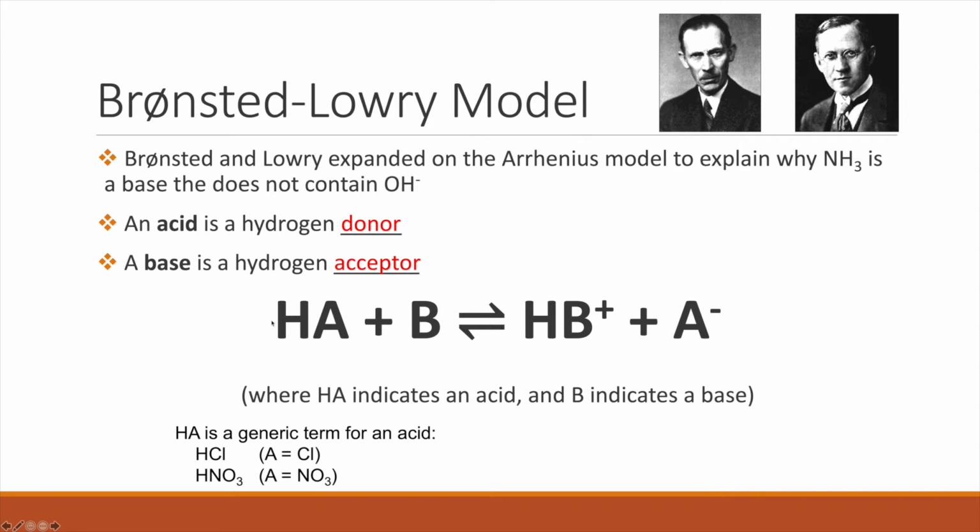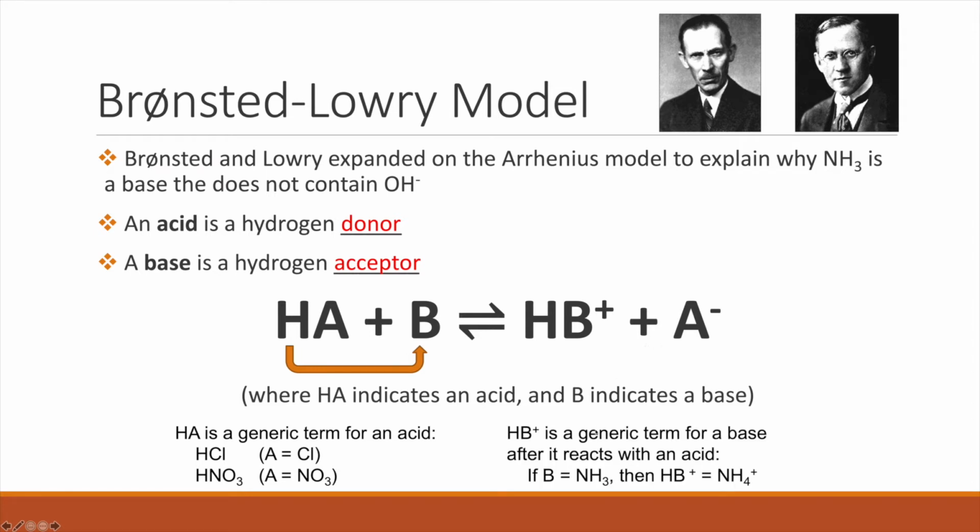The idea is this acid is going to donate its hydrogen to the base, like so. Now this hydrogen is attached to the base, so we get HB. Remember, this has that positive charge, so now I've got HB plus. A has now lost that H and lost that charge, so now I've got HB plus and A minus. HB plus is just a generic term for a base after it's reacted with an acid. So if my base was ammonia, NH3, then HB plus would have another hydrogen and then a +1 charge. So from NH3, it'll go to NH4 plus.